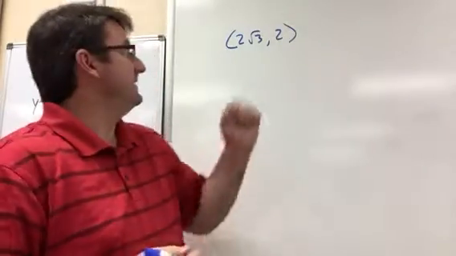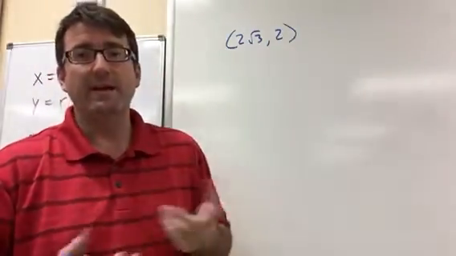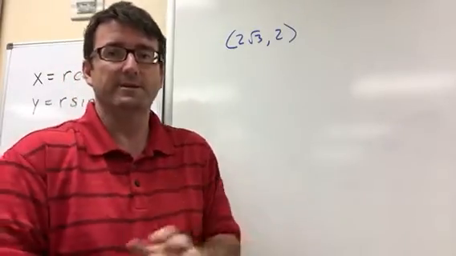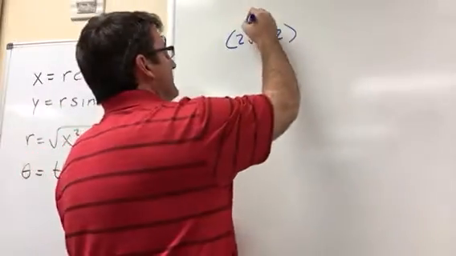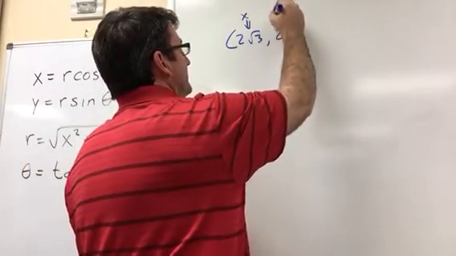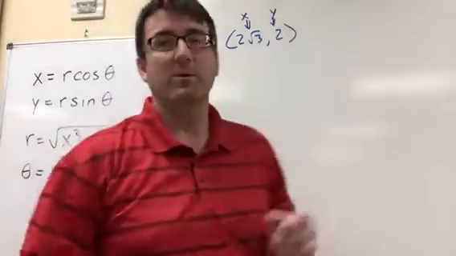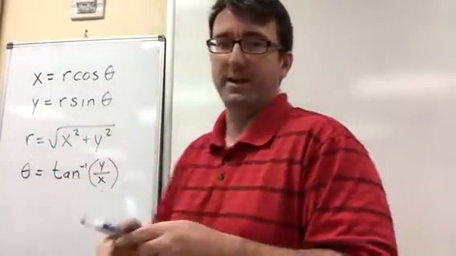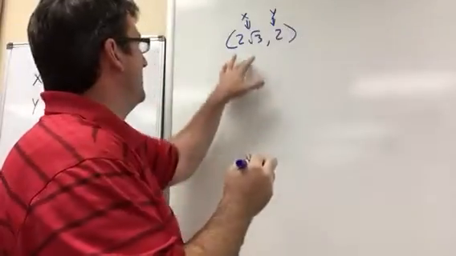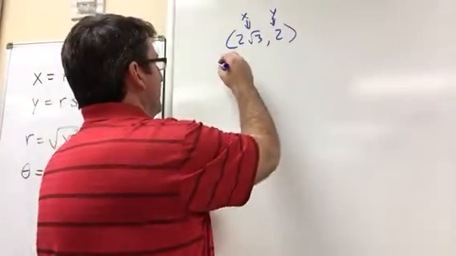For number 5, we're given this pair of rectangular coordinates and asked to convert this to polar coordinates. So since these are rectangular coordinates, that means that this is x and this is y. And we're going to use these equations here to get r and theta in polar coordinates. So let's start by finding r.